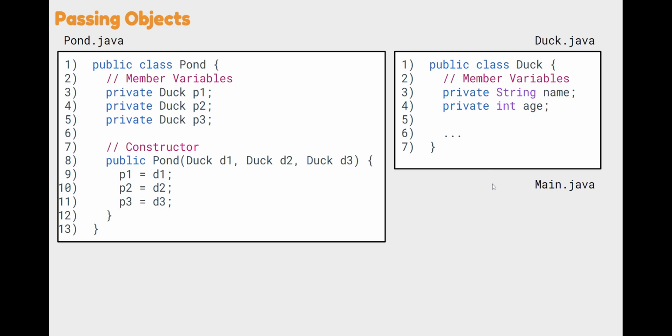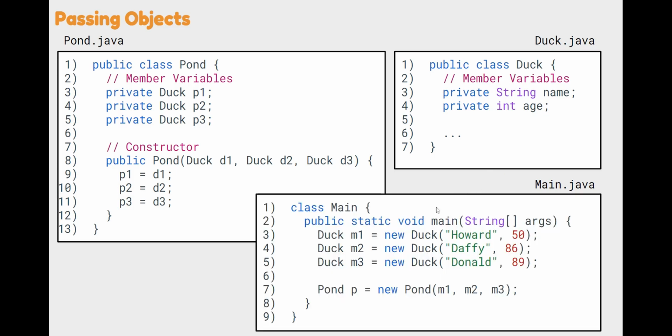Therefore, our main.java might look something like this. We could declare and instantiate three different ducks. M1 would be a new duck named Howard with an age of 50. M2, new duck Daffy with an age of 86. And M3 would be a new duck Donald, who is the oldest duck at an age of 89. And then we would take those three duck objects, M1, M2, and M3, and pass them to the pond constructor, so that they can be the three ducks in our pond.